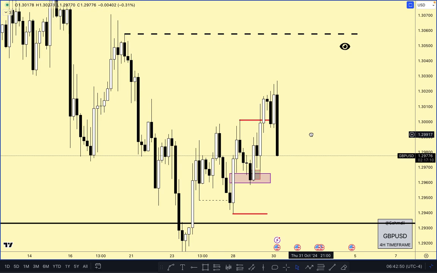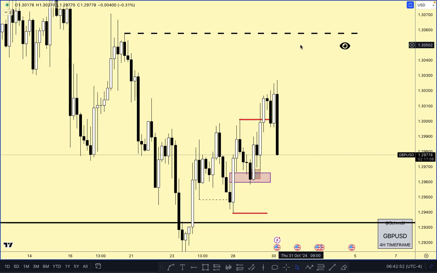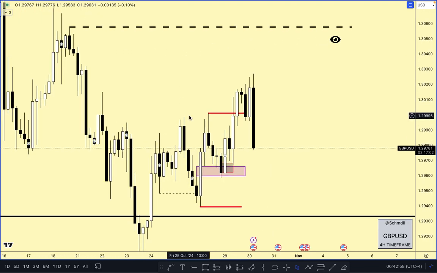Context wise, it's very easy, especially since we have the draw and we have an idea of the direction in which price is more than likely to go. Like I said, it's a continuation. So, internal range liquidity targeting external range liquidity.